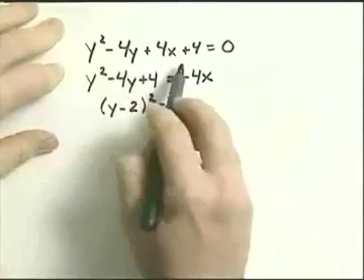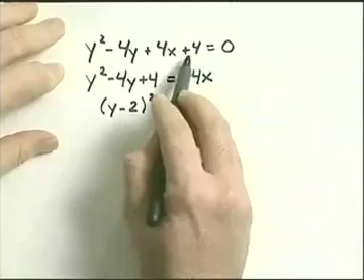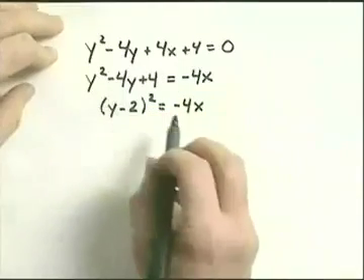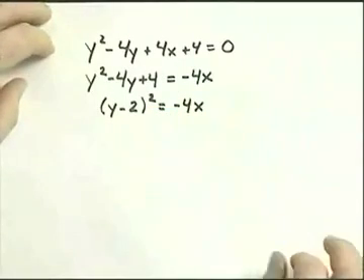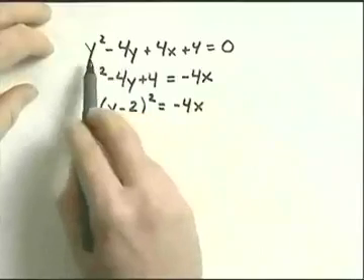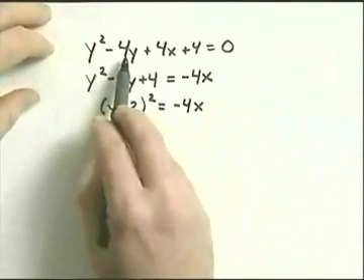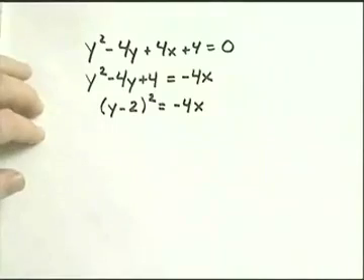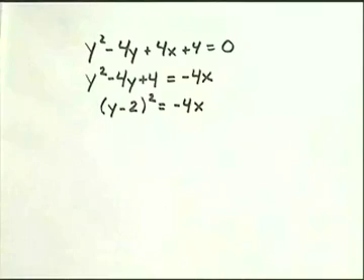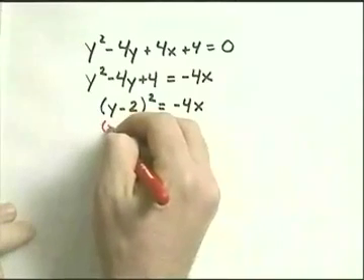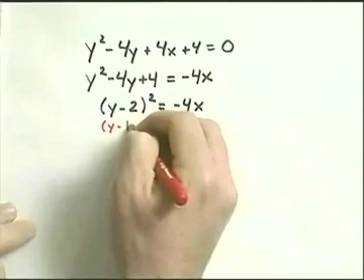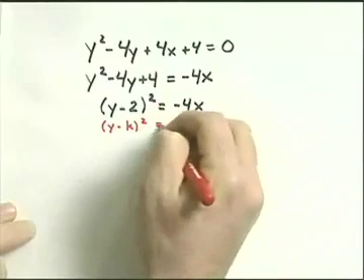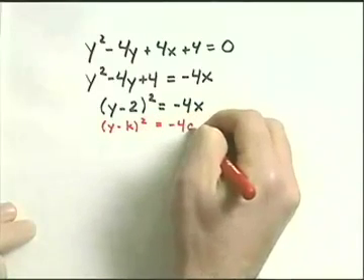It was just sort of luck that this constant 4 led to this expression being a perfect square trinomial. Had that not been the case, we would have needed to complete the square in the variable y. But now you should recognize that the equation is in standard form. It's in the form y minus k squared equals negative 4ax.